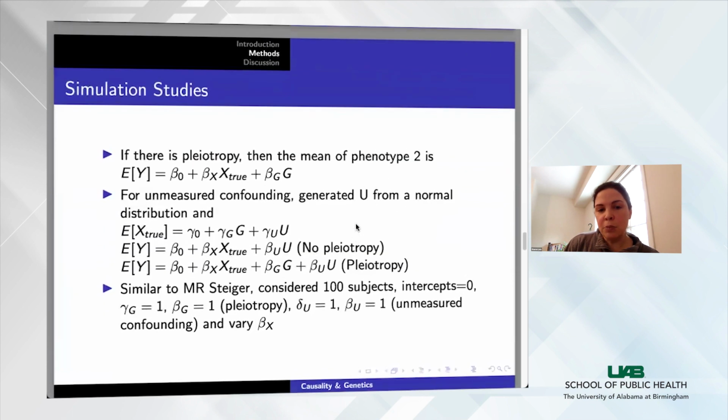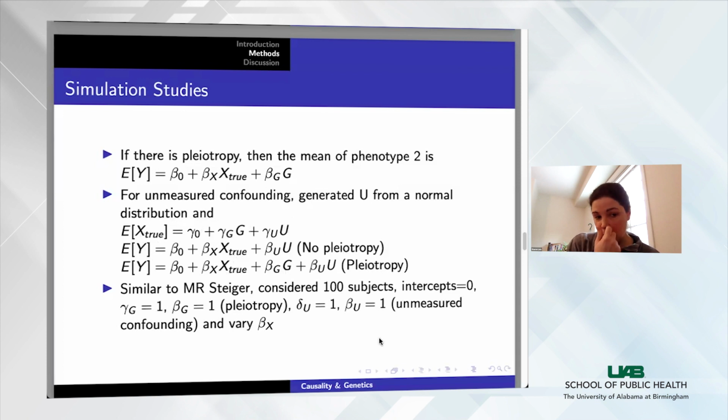If there's pleiotropy, we generated Y as a function of X true, our exposure, and G, our SNP, so we have both the indirect and the direct effect. If there's unmeasured confounding, then we generated U from a normal distribution, and X true is a function of the SNP G and the unmeasured confounder U. Y is a function of the exposure X true and the unmeasured confounder U if there's no pleiotropy. And if there is pleiotropy, it's a function of X true, the SNP G, and the unmeasured confounder U.